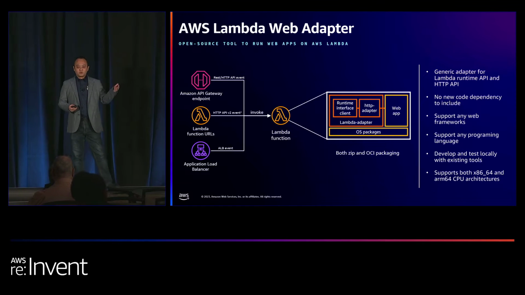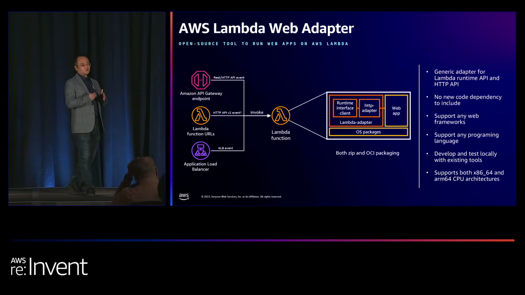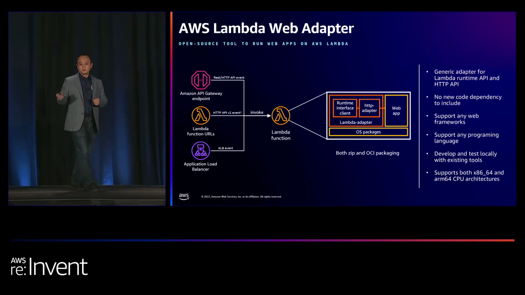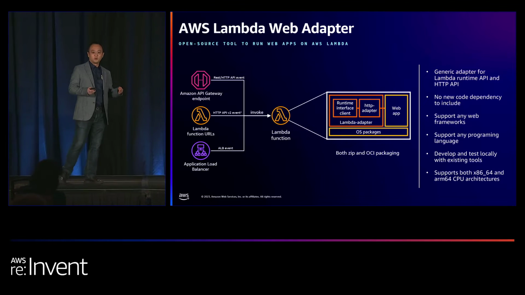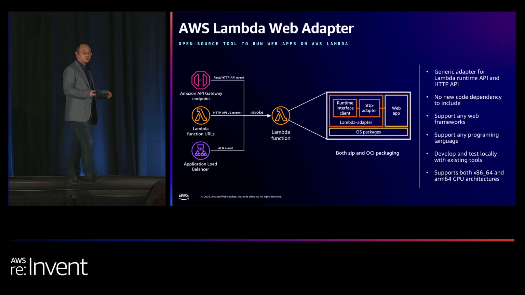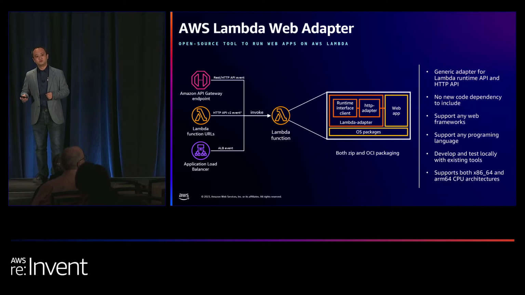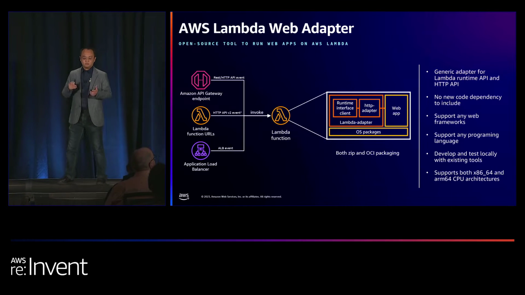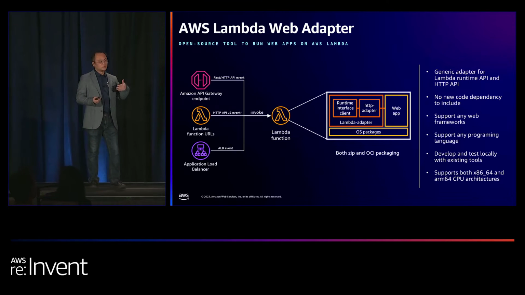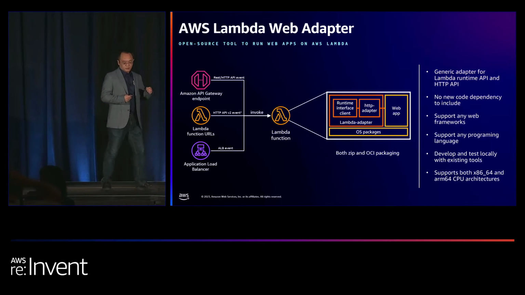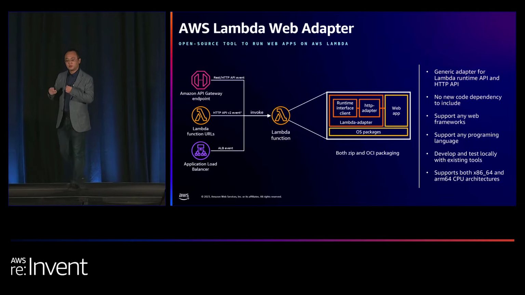Web Adapter automatically transforms the event payloads from these triggers and converts them to HTTP requests to your application. In this way, you can use your familiar frameworks and languages to develop any web applications and run them in Lambda. You don't need to add new dependencies like Mangum, Serverless Java Container, or Serverless Express to do that translation for you. And this allows you to use your existing tools to do local development and debugging.